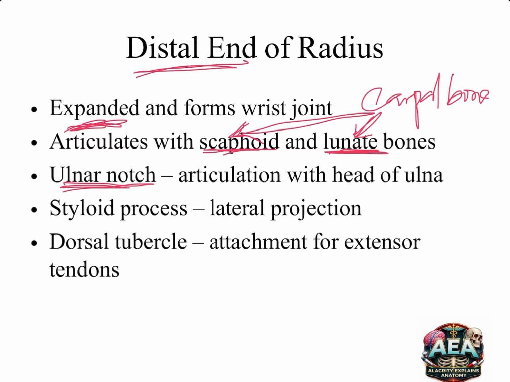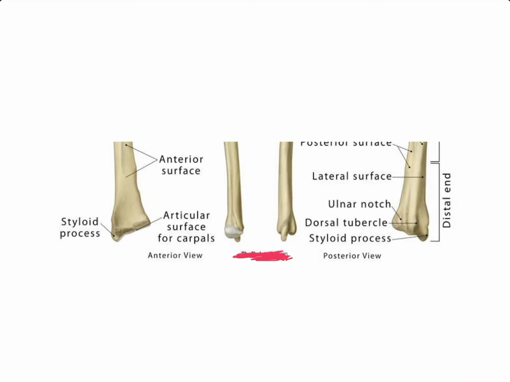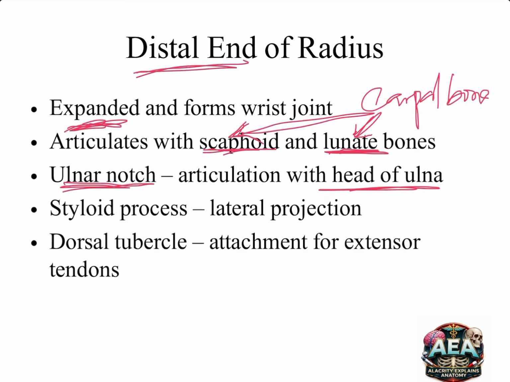Now you also have an ulnar notch which articulates with the head of the ulna. Now we have an ulnar notch which articulates with what? The head of the ulnar bone. You know the head of the ulnar bone is located distally, while the head of the radius is located proximally.